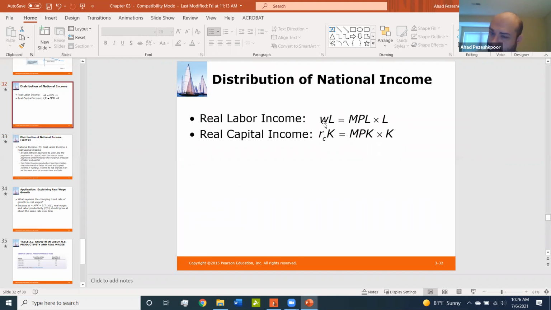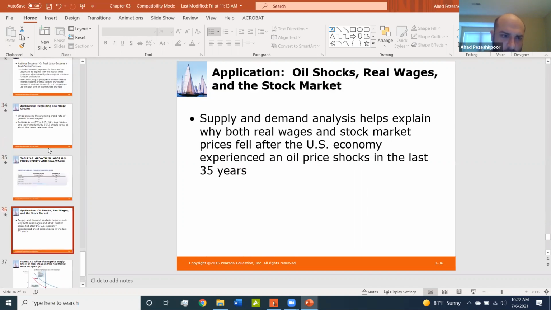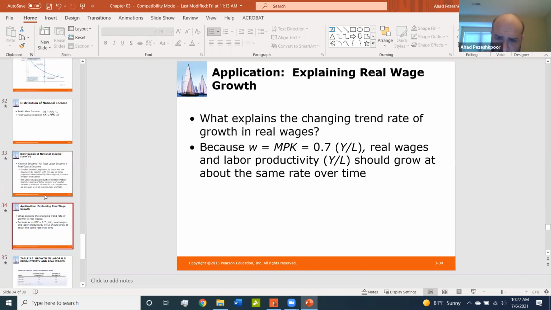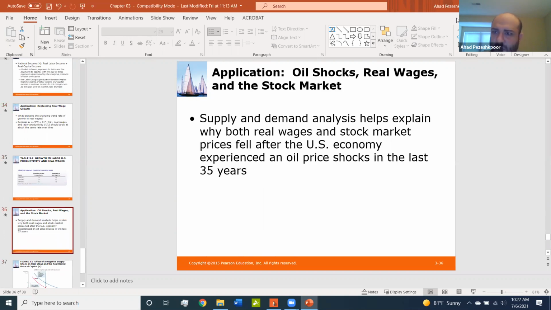These can be proved with math, but it's too complicated for this level right now. So just stick to common sense and theory and supply and demand for that. Okay, we talked about everything. I think we covered all of it. Let's move to chapter 4.